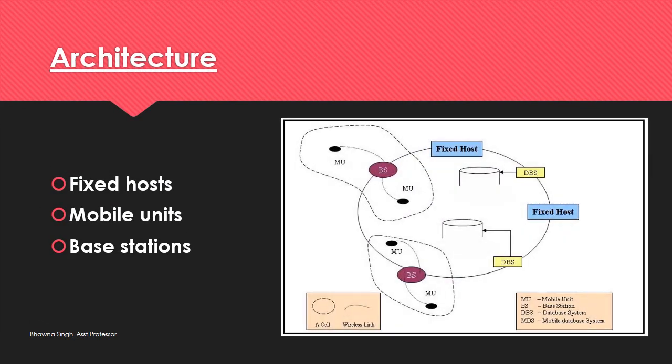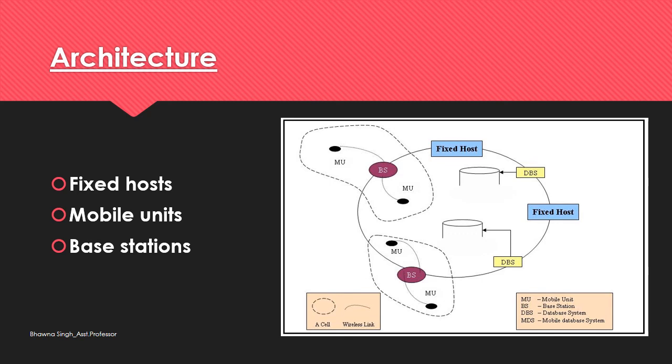Let us now understand the architecture of this mobile database. It involves basically three elements, that is fixed host, mobile units, that is MU, and base stations. These fixed hosts are used to perform all the transactions and database management functions with the help of their database servers. So all the transactions that we do with the help of these mobile databases are performed with the help of these fixed hosts.